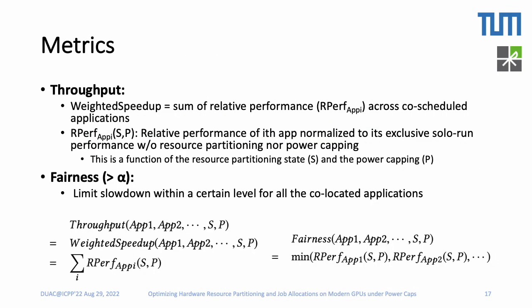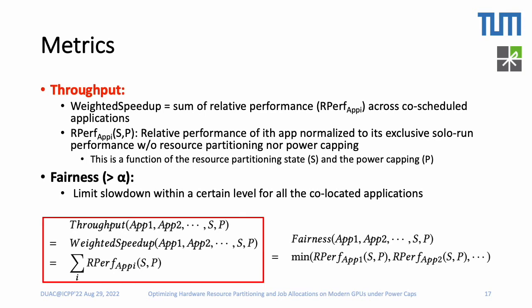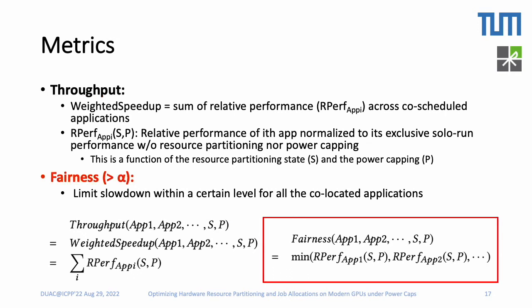Here are more details of throughput and fairness. As for throughput, we use weighted speedup, which is a widely used metric. It is the sum of relative performance of all collocated applications, and that is a function of resource partitioning state and power capping. And this is a fairness metric. That is basically trying to limit slowdown within a certain level for all the collocated applications.